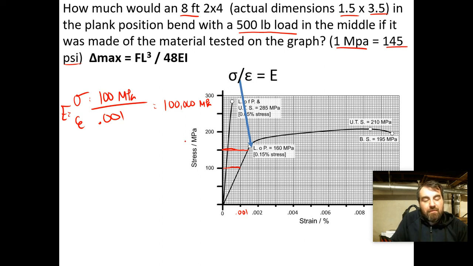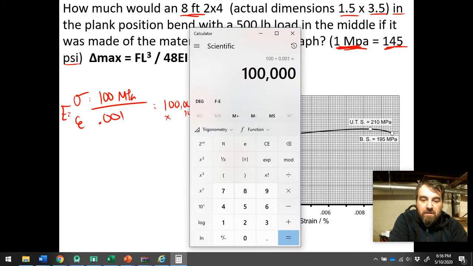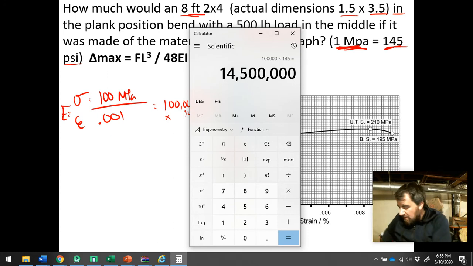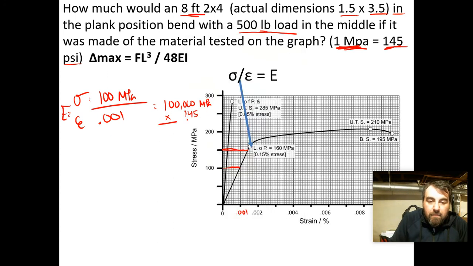Now, I would love to say that it's this easy and we just plug this in. However, since we're using feet and inches and pounds, we have to put this into pounds per square inch, PSI. So we're going to take this times 145, because it says there's 1 megapascal and 145 PSI. So we're going to take this number times 145, and it gives us 14,500,000 PSI. So that's our E.